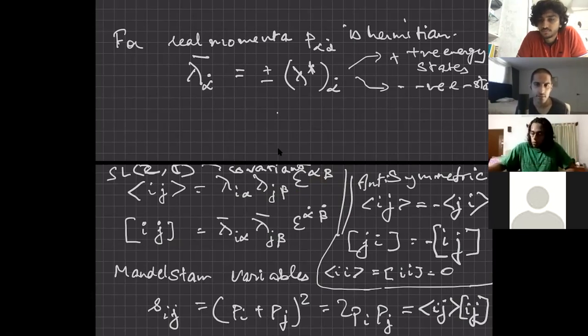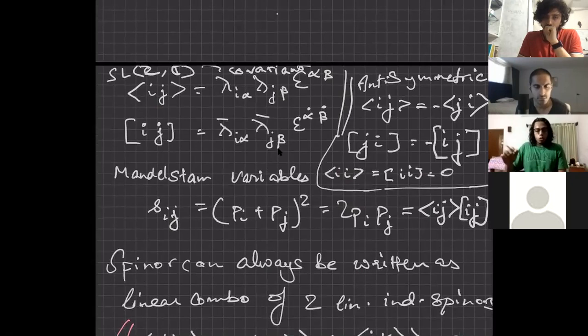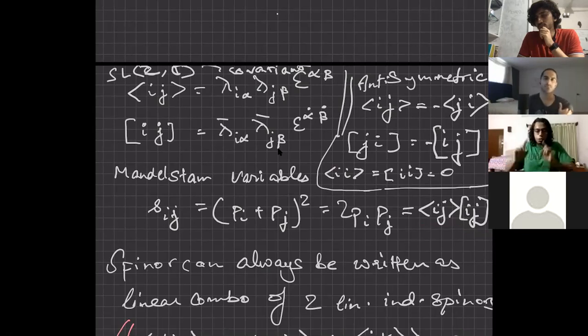Because these angle and square brackets are antisymmetric in nature, you flip the indices and you get the negative of it, and the angle bracket of the same index repeated twice is zero. Essentially, the Mandelstam variables, which correspond to the sum of the momenta of the various particles, can be written in terms of the angle and square brackets as just a product of the angle and square bracket.